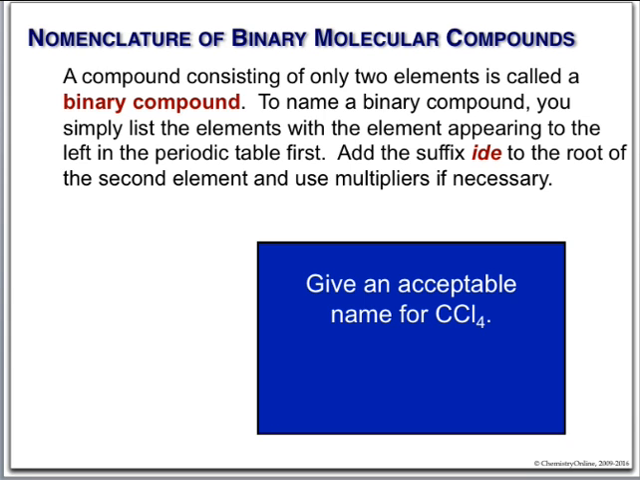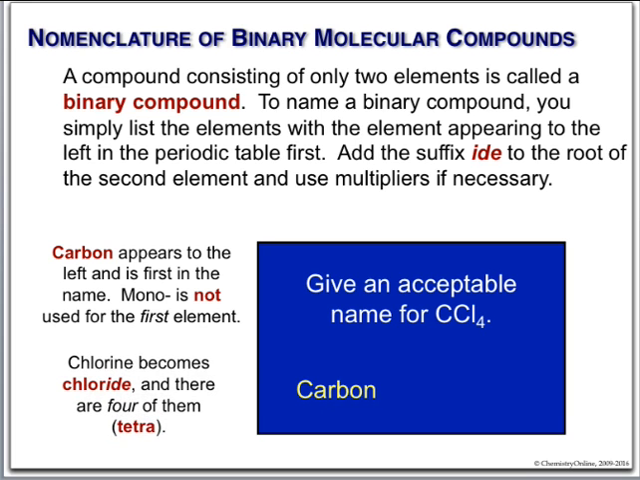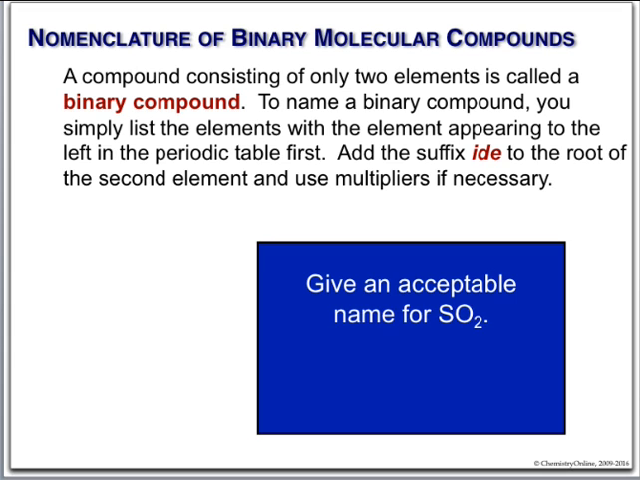Well, there's 1 carbon, but there's a rule. For the first element, if there's only one of them, you don't use mono. If it's the second element and there's only one, that's when you use mono. So our first word is simply carbon. Now we have 4 chlorines, so this is going to be a chloride. And what was the multiplier for 4? Tetra. Mono, di, tri, tetra. Therefore, this is tetrachloride, all one word.